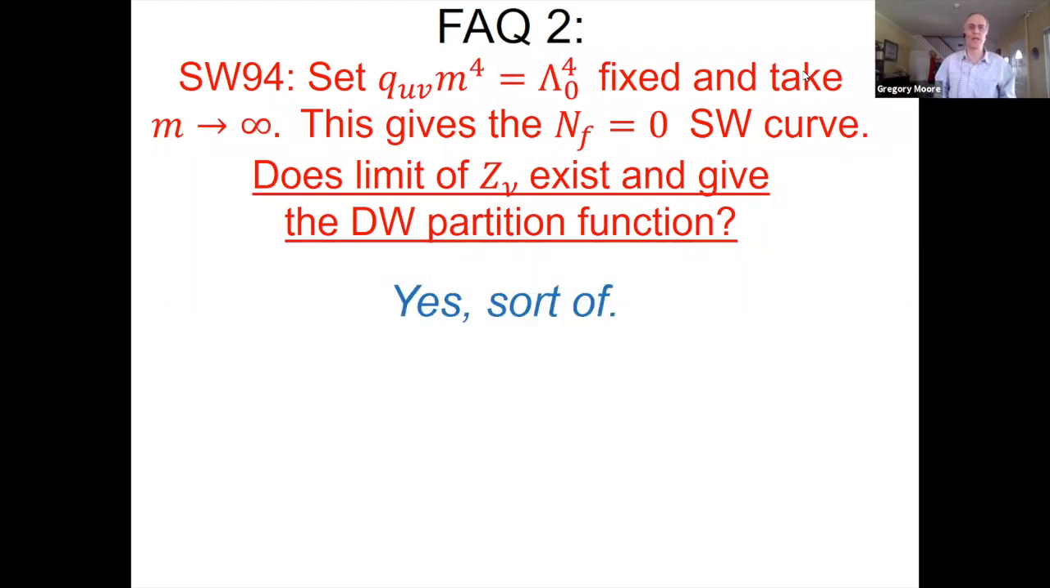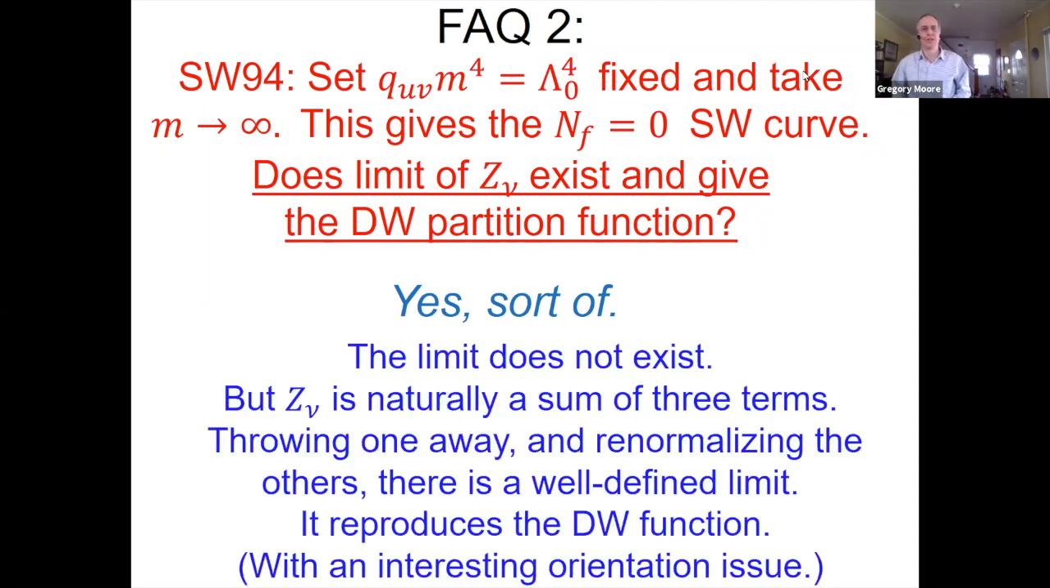And the answer is yes, sort of. The limit actually does not exist, but z nu is actually a sum. Well, when b2 plus is bigger than 1, z nu is naturally a sum of 3 terms. You have to throw one of them away in a natural way and renormalize the other two, and then there's a well-defined limit, and it reproduces the Donaldson-Witten function with an interesting orientation issue that we won't get into, related to 't Hooft anomalies of one-form symmetries in modern language.